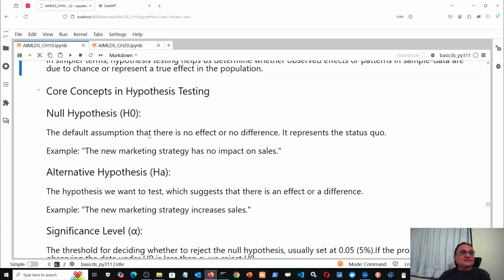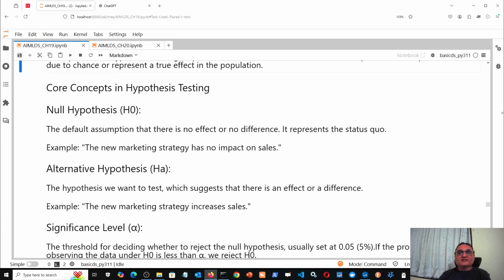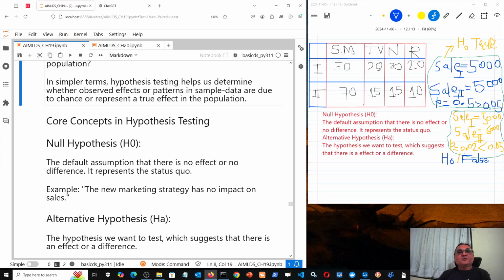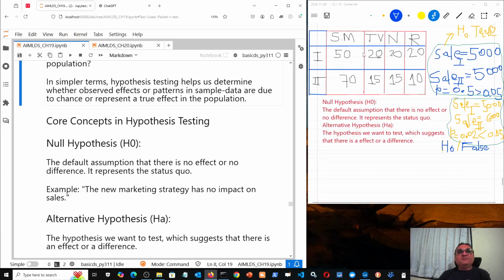Now, these are some core concepts in hypothesis testing, and for explaining the core concepts, I will use this example. This is our well-known example: suppose your company is spending $50 million on social media marketing, $20 million on TV marketing, $20 million on newspaper marketing, and $20 million on radio marketing. And as a result, your current sale is $5,000 million. Now, your company plans to try a new marketing strategy. It says that I want to keep the total marketing budget constant. So this is 20, 20, 20, 60 and 50, that is $110 million. Here also, it will be $110 million only, 70 and this to 30 and 10, right?